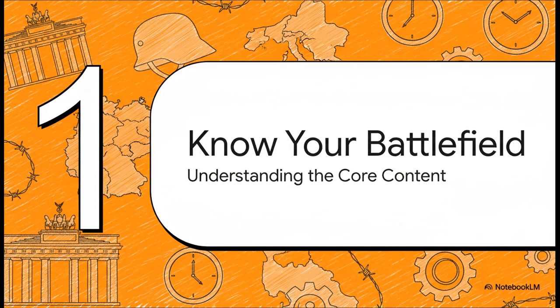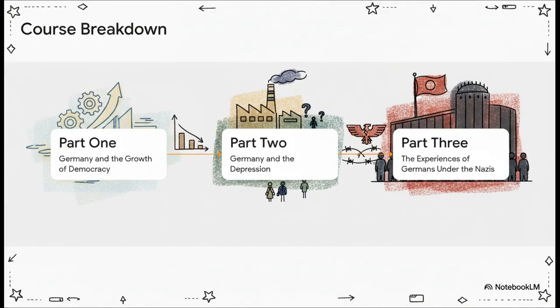Okay, first things first. Before you can even think about answering a question, you've got to know the terrain. This whole exam paper is built around 3 distinct but very connected periods of German history. Getting these down is your foundation. So the course is broken down into these 3 main chunks, but here's the secret. There's a single, powerful theme that links them all together.